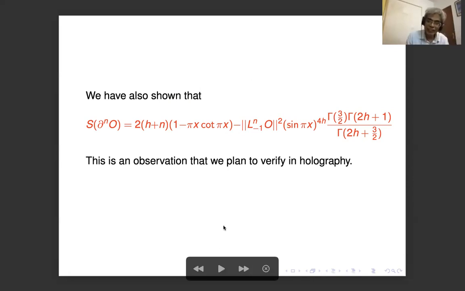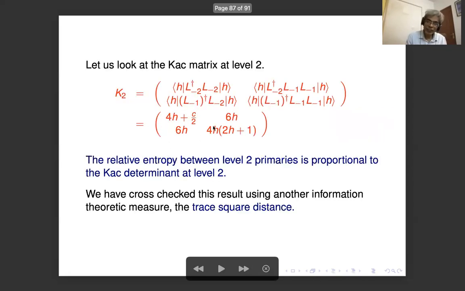So these are the patterns we have observed. We have not written all these things up; these are in progress. These are the patterns we have seen so far in these descendant computations in the short distance limit. It is interesting. In fact, the Kac determinant coming out is quite a surprise. It somehow controls the distance between two level two primaries.